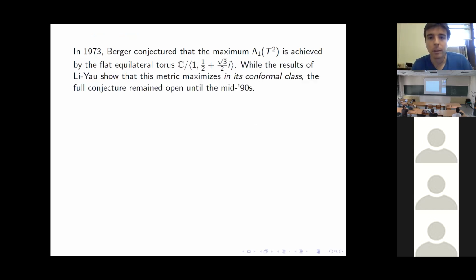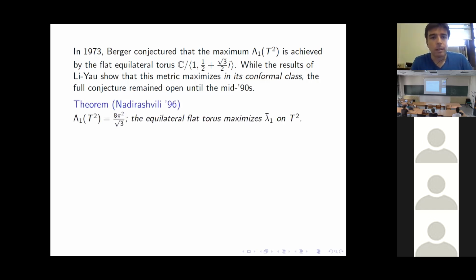Okay. So while Li and Yau's results show us easily that this metric maximizes its conformal class because we can find a minimal immersion by first eigenfunctions into the 5-sphere, it's not clear a priori that it maximizes among all metrics, right? We only know that it maximizes among conformal metrics. So the full conjecture remained open until the mid-90s, about 25 years ago.